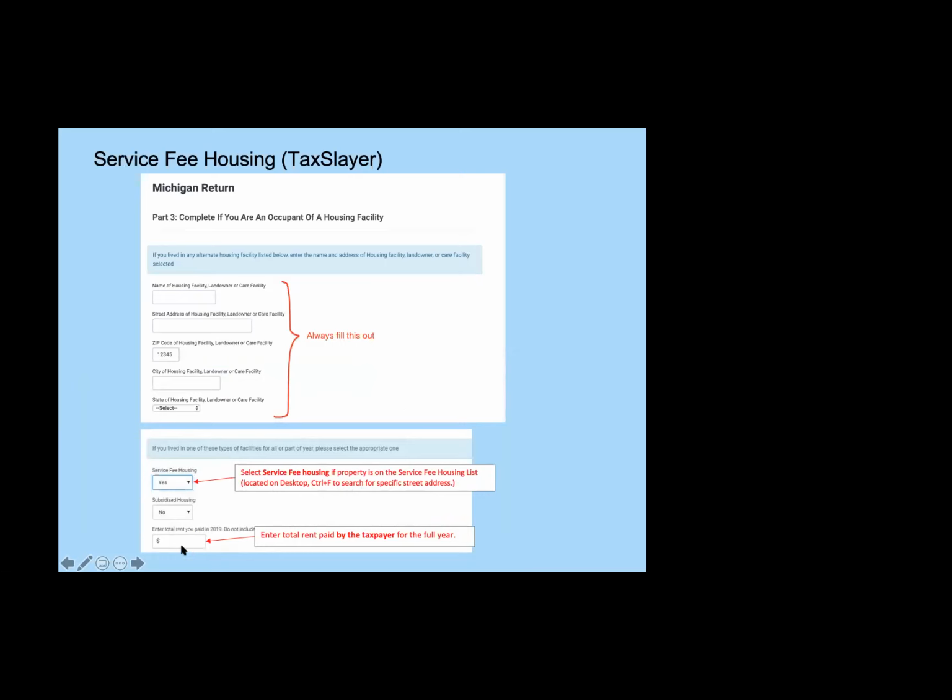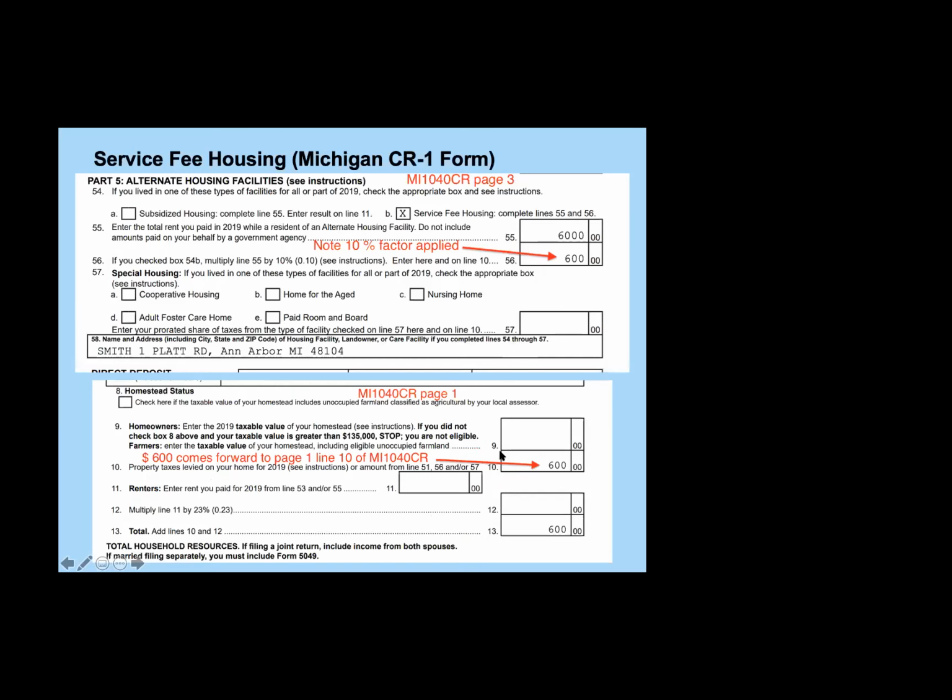And remember, in this case, it's the total annual rent. It's not the monthly rent. It's the total rent paid in the full year. So that's going to come back to page 3 of the CR. And there's going to be an X on service fee housing. You'll see it on there.